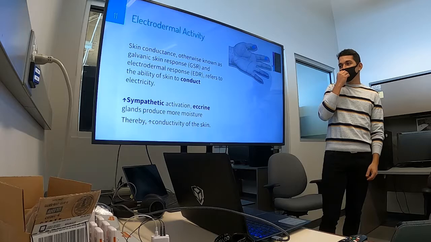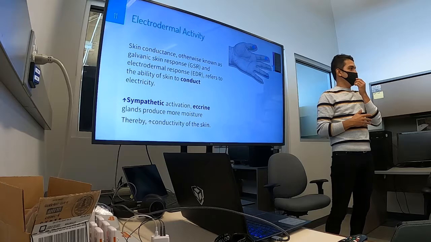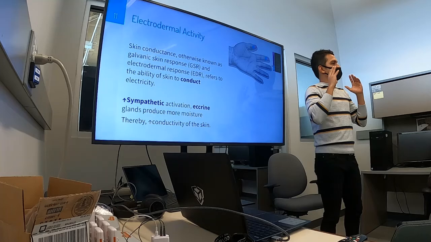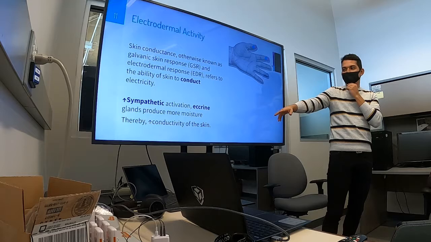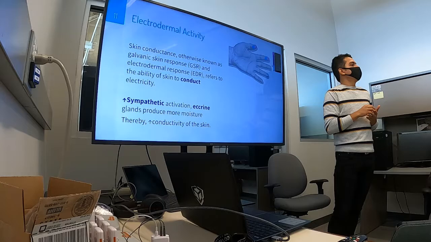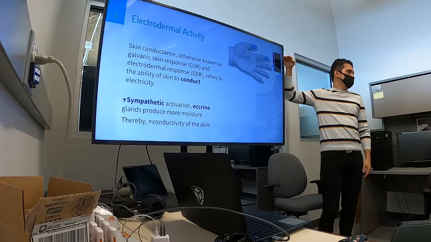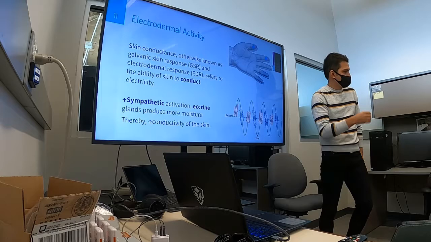We will always be talking about whether signals are associated with sympathetic and parasympathetic activity. Electrodermal activity is well known to be a good descriptor of the sympathetic nervous system, the fight-or-flight responses. Why? Because there are some specific glands that produce moisture when the sympathetic nervous system is acting, filling the glands with sweat, and that's why the level of skin conductance increases. Are GSR and EDR the same thing? Yes.